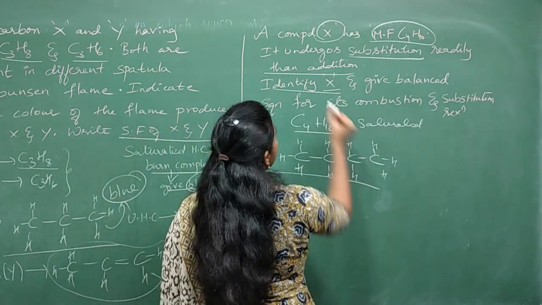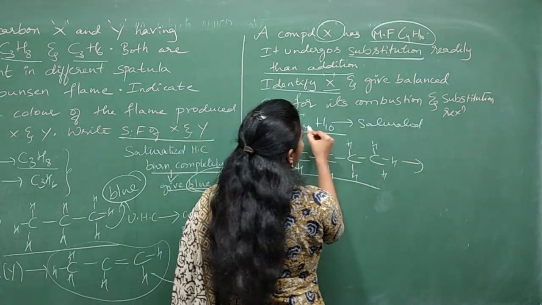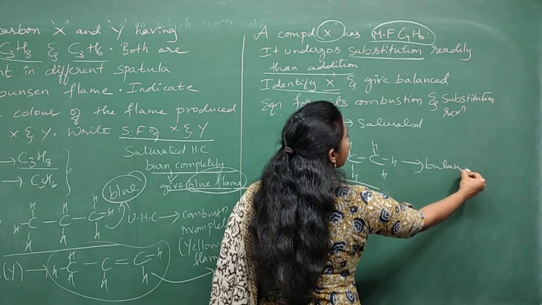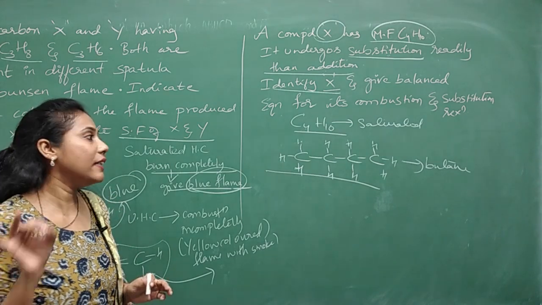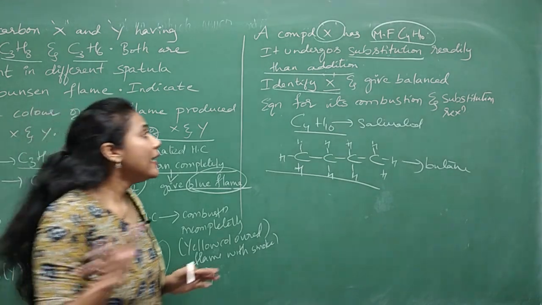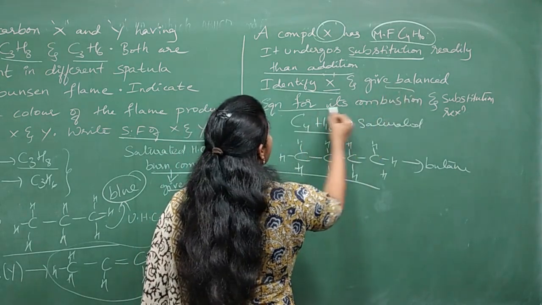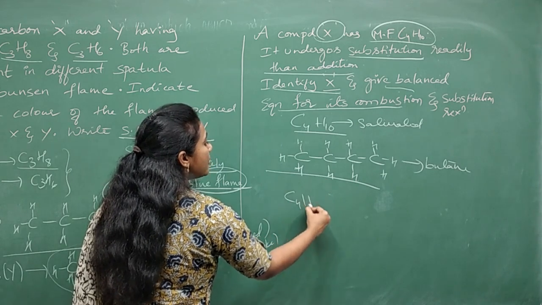So first identify X, so X is this, and what is its name? 4 carbons and all single bonds. So I can call this compound butane. It is nothing but the alkane variety which is called butane. And you see the second part of the question. They are asking for the balanced equation for combustion.